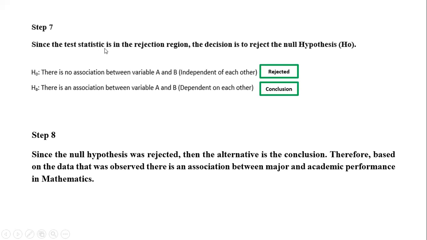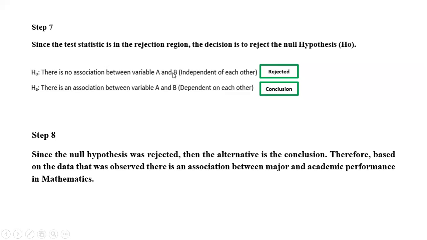Since the test statistic is in the critical region, or the rejection region, the decision is to reject the null hypothesis, because the null hypothesis is rejected whenever the test statistic is in the rejection region. If the test statistic was not in the rejection region, then the null hypothesis would not have been rejected. But since it is in the rejection region, the null hypothesis has to be rejected, because either you reject the null or you do not reject the null. Always bear that in mind. So as you can see clearly here, this hypothesis was rejected, which was the null. Since the null was rejected, the alternative will be the conclusion.